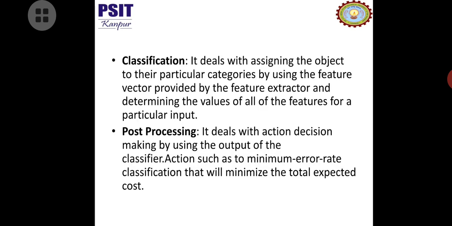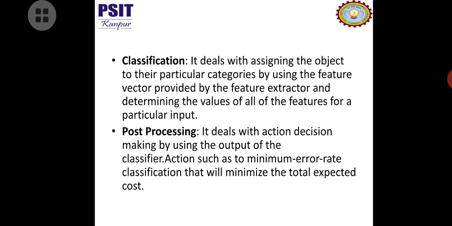Next is classification. It deals with assigning the object to its particular category by using the feature vector provided by the feature extractor and determining the values of all of the features for a particular input. So this phase assigns the object to its particular category by using its features, right?